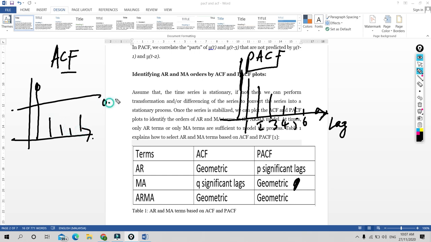For the ACF, if you have one spike it is an MA1, if you have two spikes it is an MA2, and so on and so forth. That is how to detect an MA model. These are for the MA model.